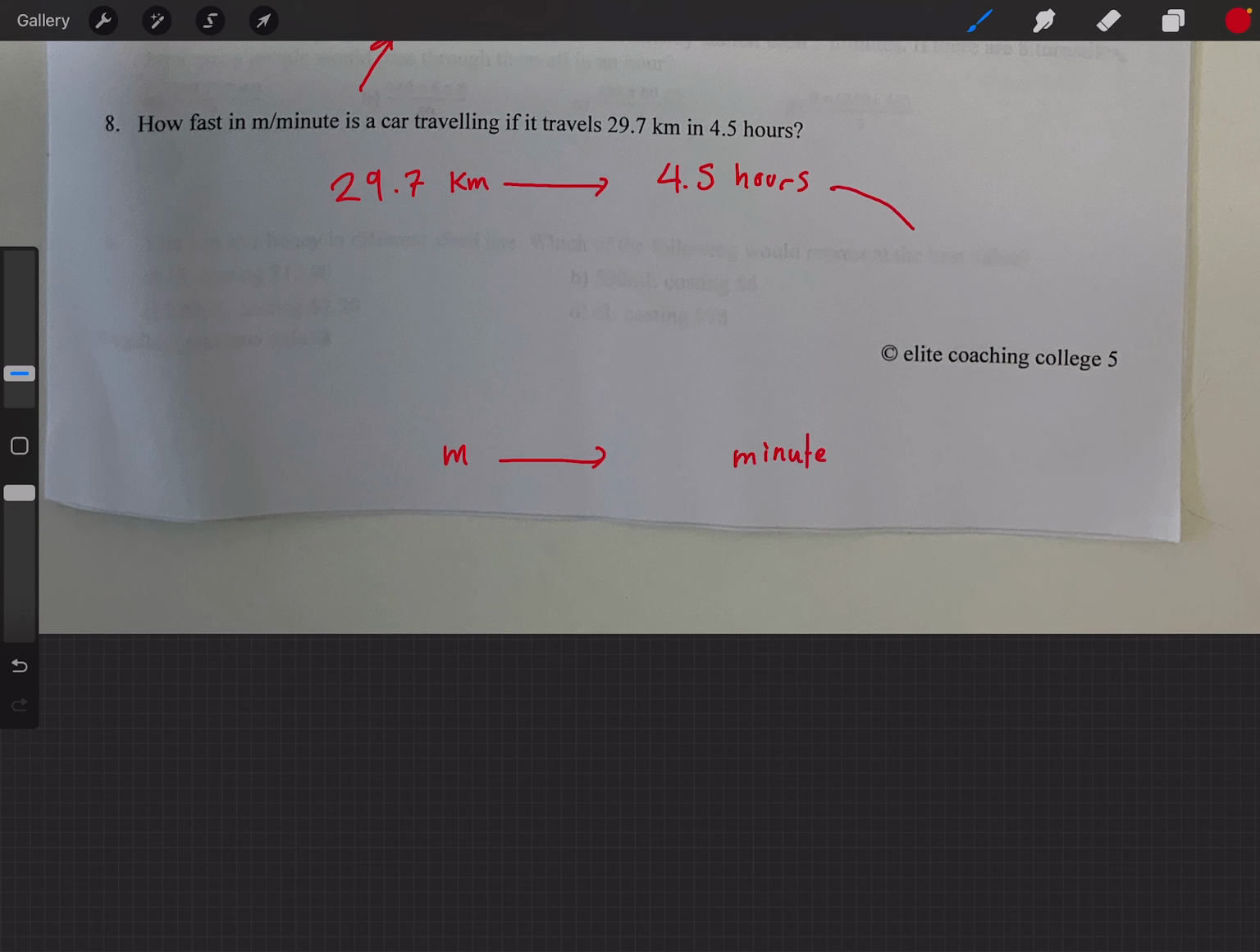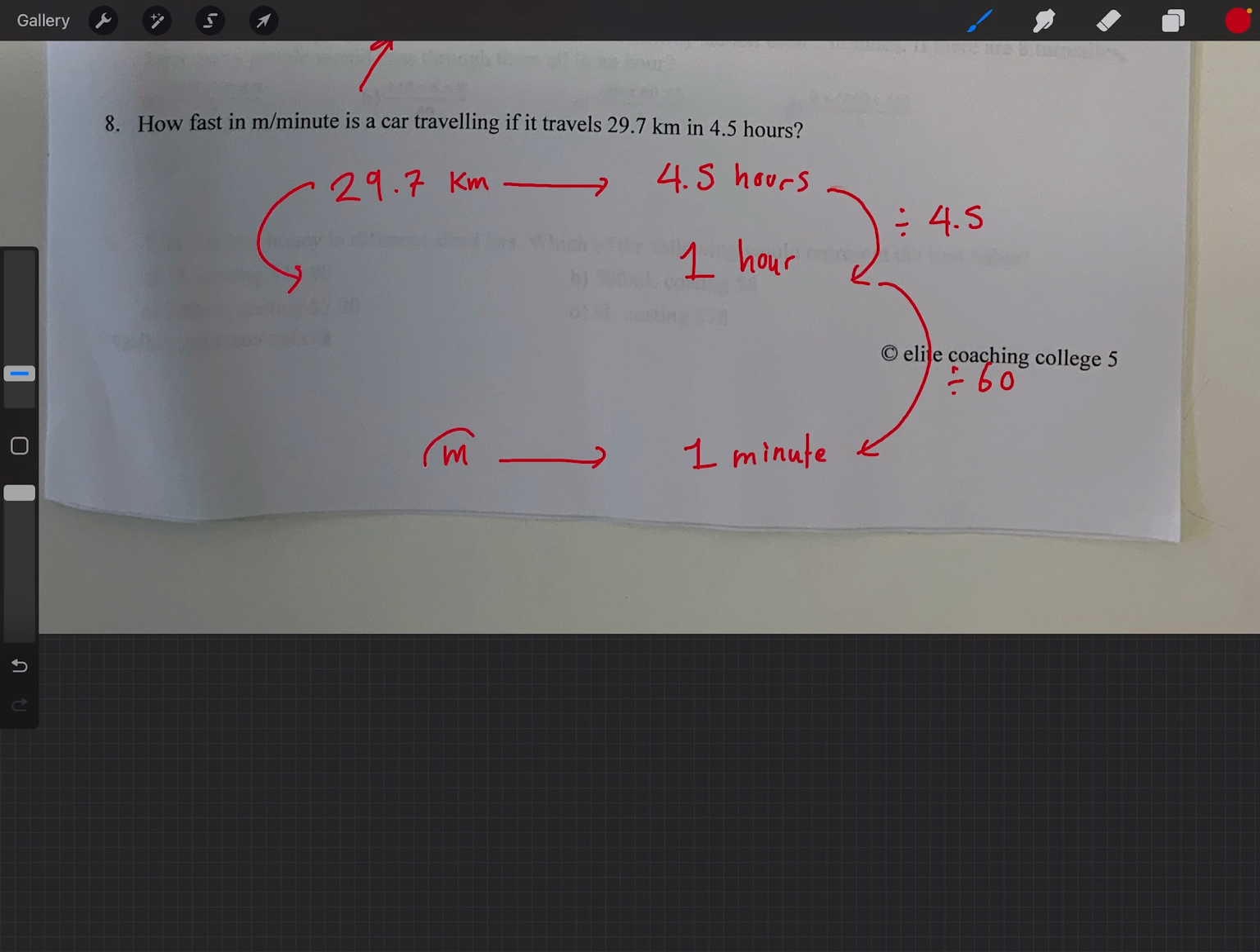So from 4.5 hours going all the way to minutes is a bit tricky. You can still do it, just a bit tricky. So what we're going to do is go from that to 1 hour first, and then from 1 hour, we can go to minutes by dividing by 60. So 4.5 to get to 1, we have to divide by 4.5. Whatever we do to this side, we have to do the same thing to this side.